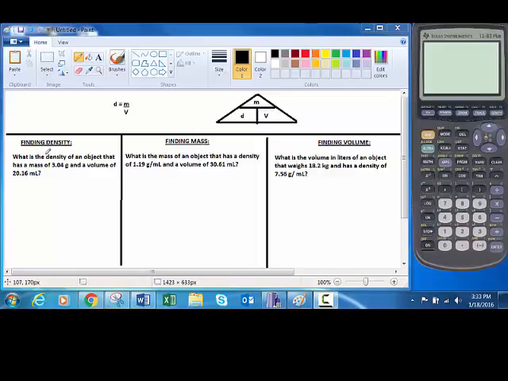The first problem that we have for finding density says, what is the density of an object that has a mass of 3.04 grams and a volume of 20.16 milliliters? So if we use our triangle, we can cover up the density, since that is what we are trying to find, and we see that our equation is mass divided by volume, just as it is over here in the traditionally formed equation.